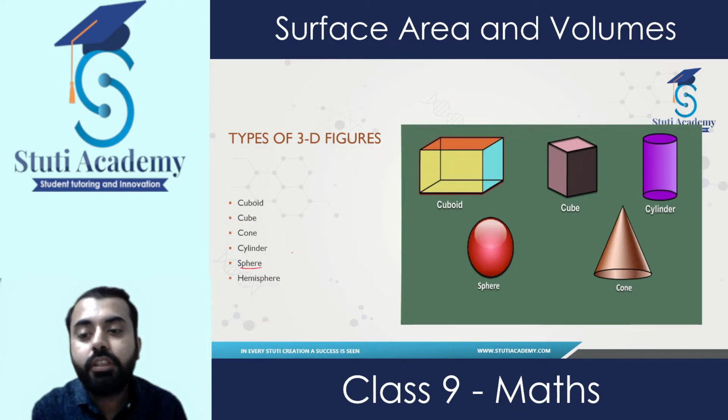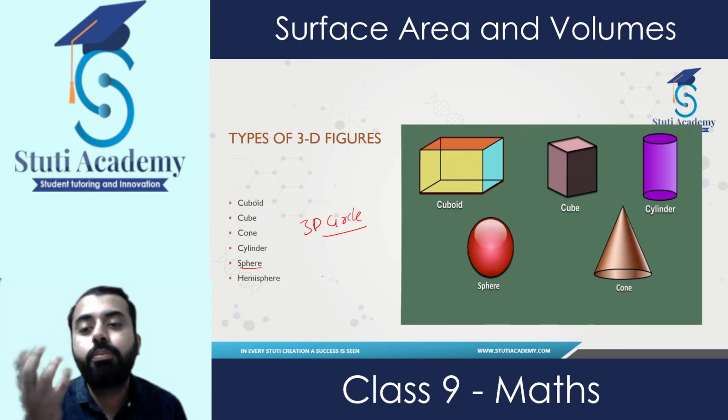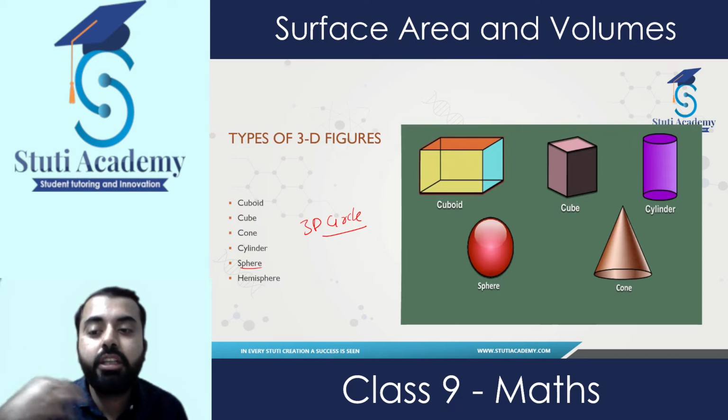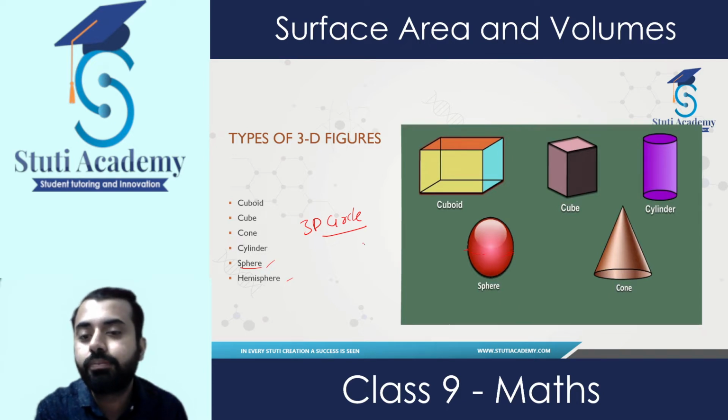Now you have your sphere, a 3D circle. Take your circle in 3D and you end up having a sphere, like your ball. A ball is a 3D circle. Any circle that you can hold in your hands is a sphere. And a hemisphere is half of a sphere. Our Earth is also a spheroid. You can say the moon is also a sphere.